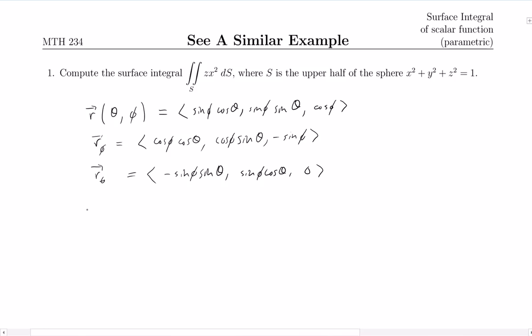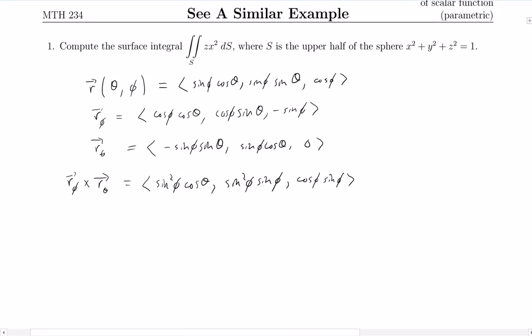And the reason we compute these is because we really need this cross product of the two, which is a normal vector to the surface. So if we compute this cross product, we get sine squared phi cosine theta, sine squared phi sine theta, and finally for the z coordinate we get cosine phi sine phi.